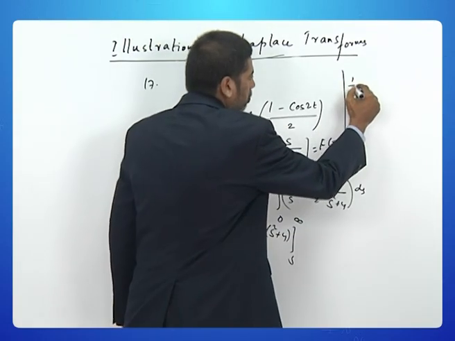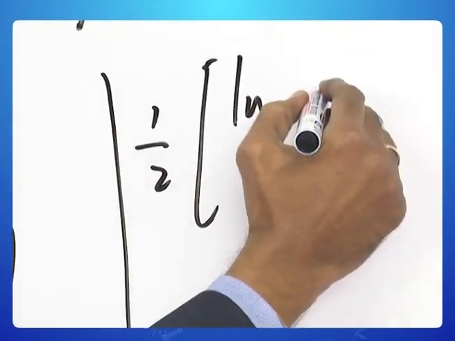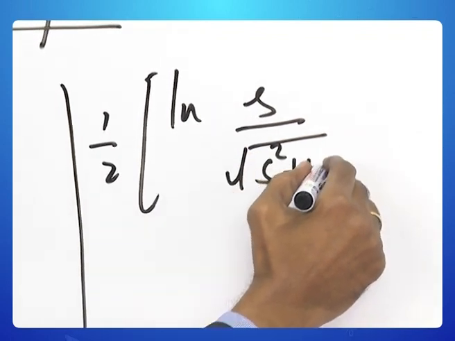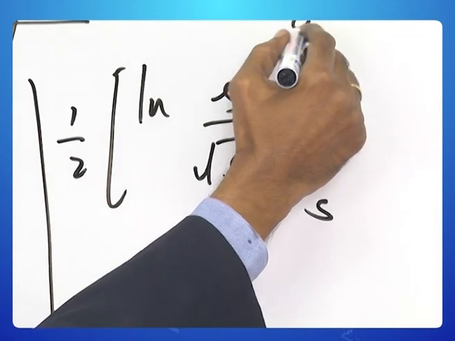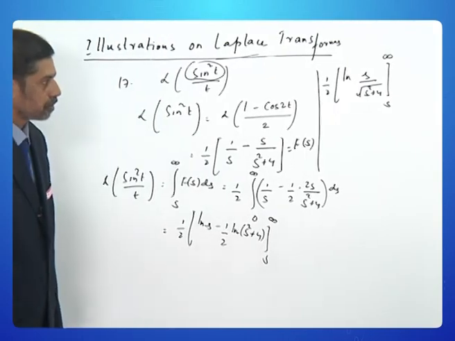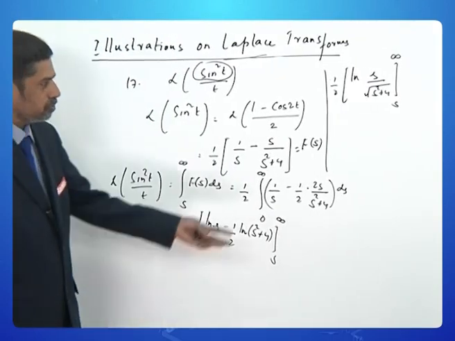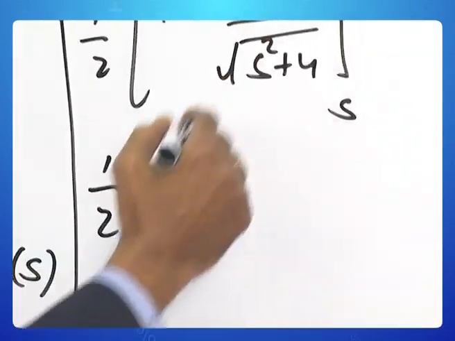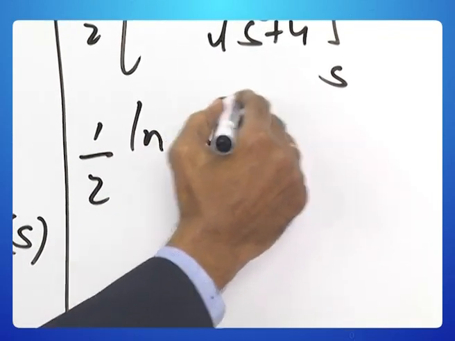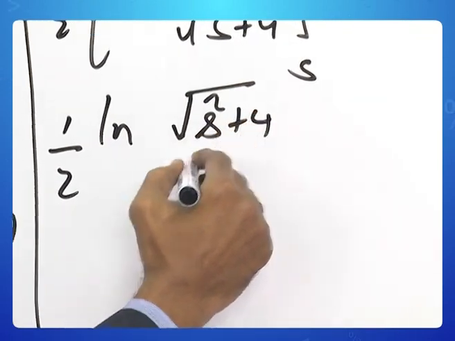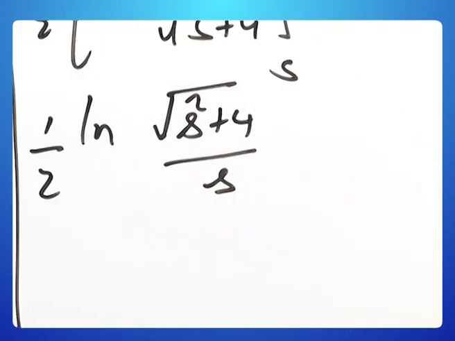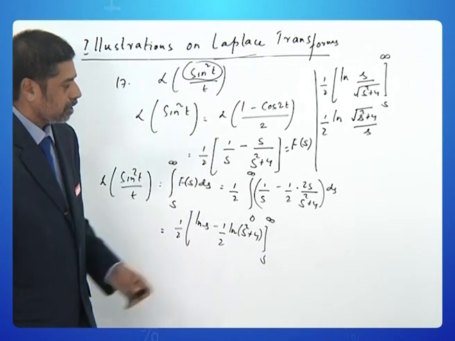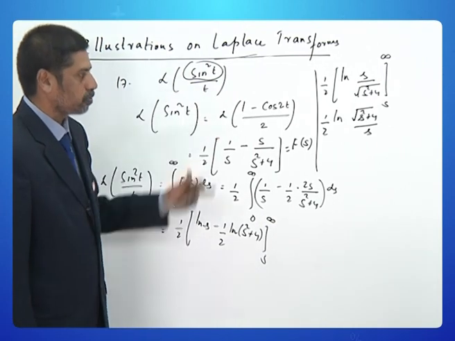So we can write this nicely as half log s by square root of s square plus 4 from s to infinity, right? And as I told you, invariably in all these problems, you can just invert this fraction in the logarithmic situation and leave it at that. So this is how you can apply the division rule for slightly difficult problems also.